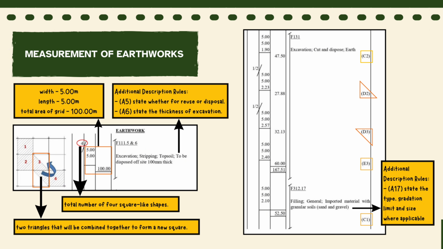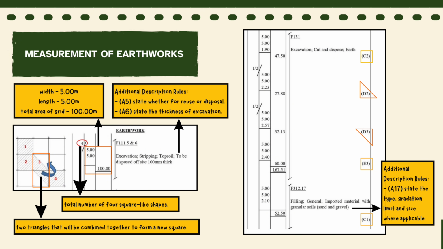As you can see from the drawing, it contains 3 squares and 2 triangles that will be combined together to form a square. Therefore, we have a total of 4 square-like shapes. Now, to find the total area, we will multiply the number of square-like shapes by the width and the length of the grid. So, it will be 4 times 5 meter width times 5 meter length equal to the total area of 100 meter square.